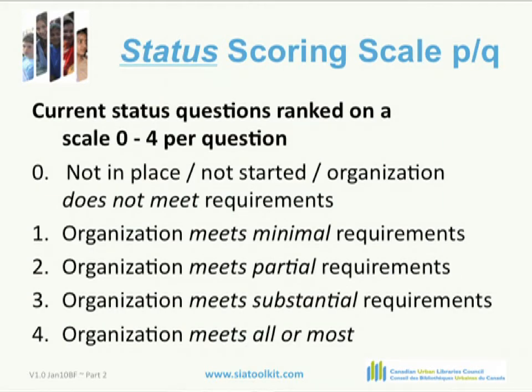The status scoring scale per question, as I mentioned before, is on a scale of 0 to 4. As you can see from this slide, a 0 would represent that the organization has not started or does not meet the requirements. A score of 1 would mean that it meets minimal requirements. 2 would mean that it meets partial requirements. 3, substantial requirements, and a 4, of course, meets all or most.